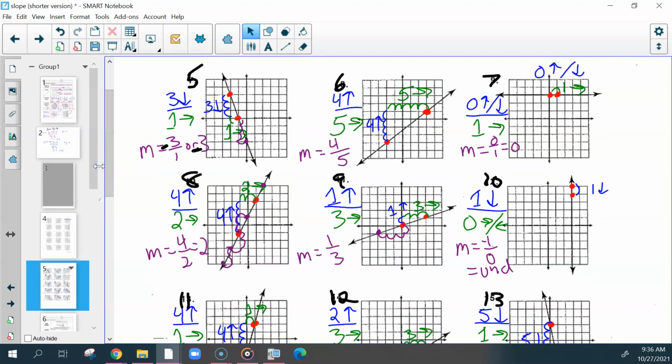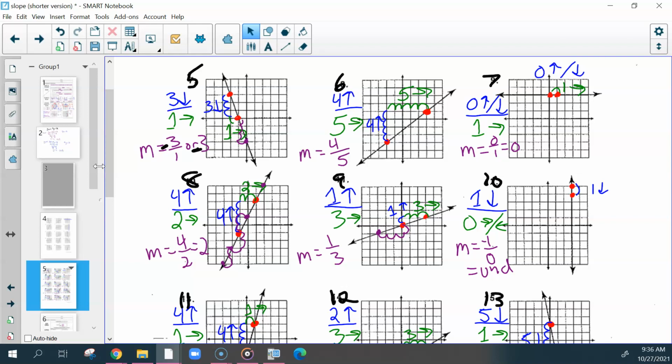Okay, so I'm going to read off the slopes. Just make sure yours match. If you have any questions, mark that one. We'll come back to it after I read off all of them. So number 5 should be -3. Make sure you're putting m equals whatever the slope is.